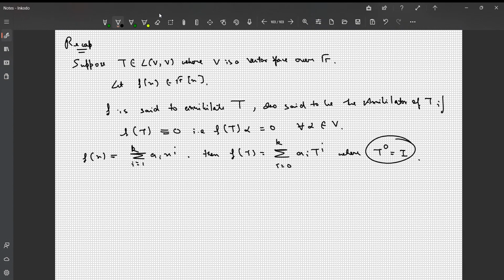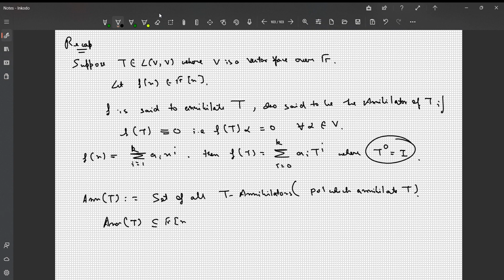Okay. So a collection of all the polynomials over the field F which annihilate T, we can form a set of that called the annihilators of T. A set of all annihilating polynomials of T. So we can denote that as Ann(T), let's say, defined as the set of all T annihilators, that is, the set of all polynomials which annihilate T. Now this collection is obviously a subset of F[x], right?